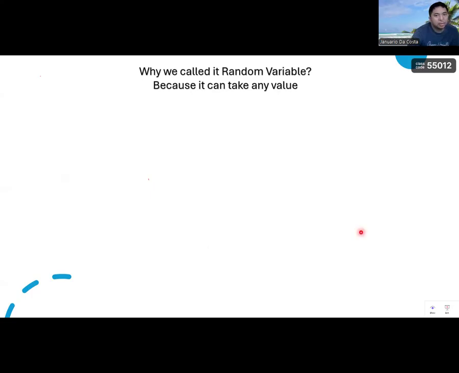Okay, so why do we call it the random variable? Because it can take any value. The random variable x can be 1, can be 2, can be 3, can be 0, can be whatever. That's why we call it random variable. Yeah, it can take on any value.